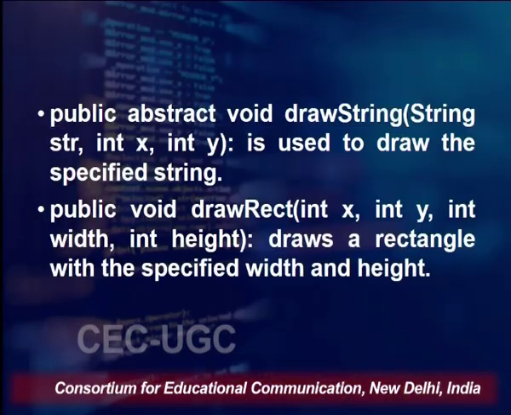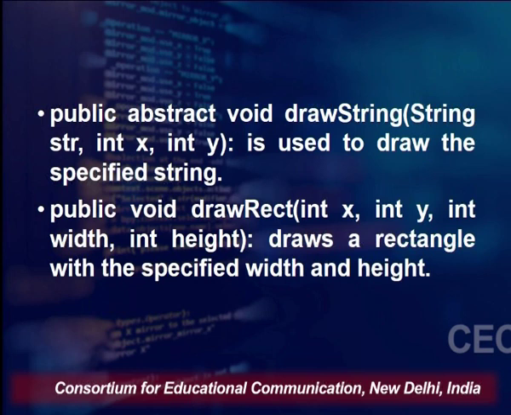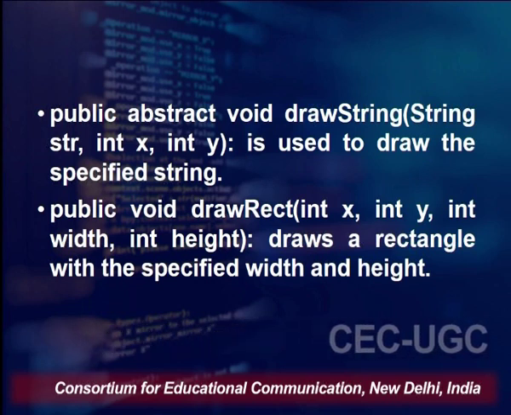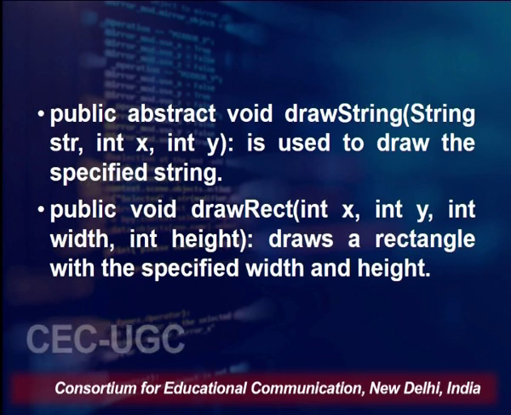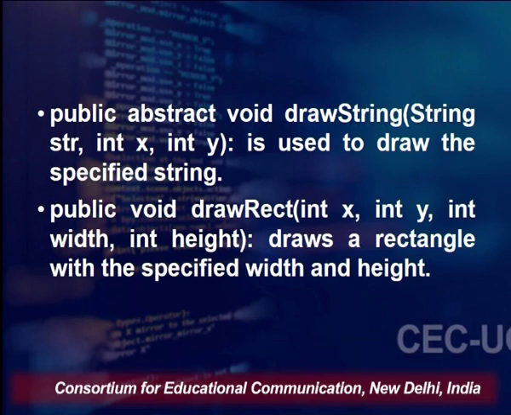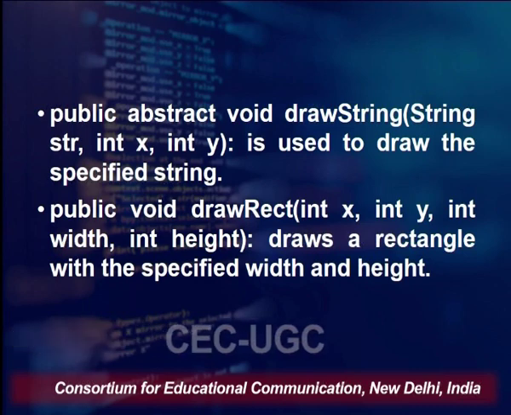So, the first method is drawString, which we have also seen in the previous program. So, public abstract void drawString, and the String str is to be given as the parameter, then integer x and integer y, and this method is used to draw the specified string. Why am I saying to draw the specified string? Because this is being done with the help of the graphics context. This is not a System.out.println thing.